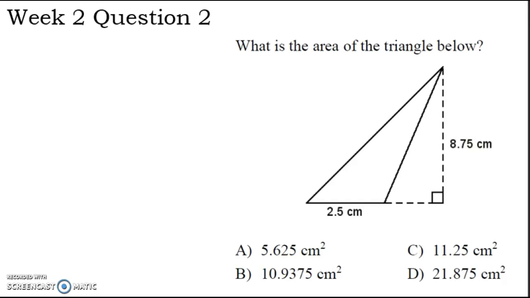Number 2. Week 2, question 2. What is the area of the triangle below? And I know when you're looking at this, you're probably saying, well, there are 2 triangles. Are we talking about the big triangle? Like, what are we doing? The dashed lines are not the triangle. It's just showing you the height of it. This is the triangle it's talking about in here.